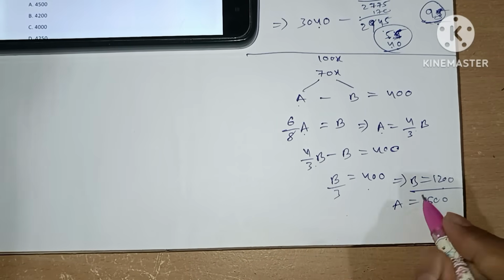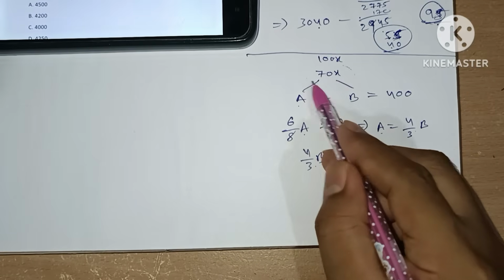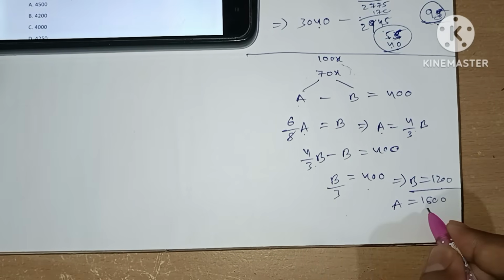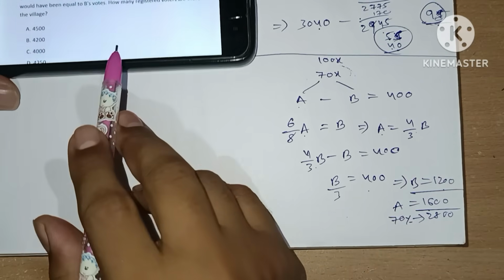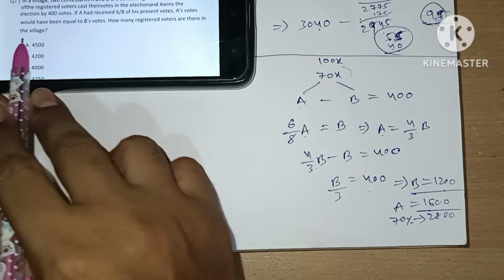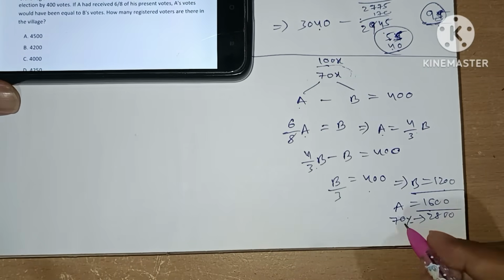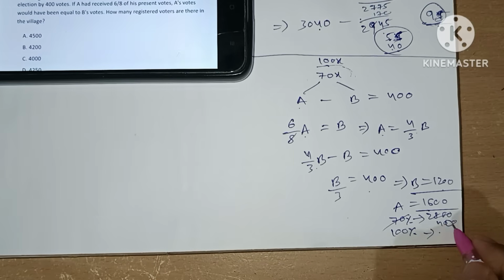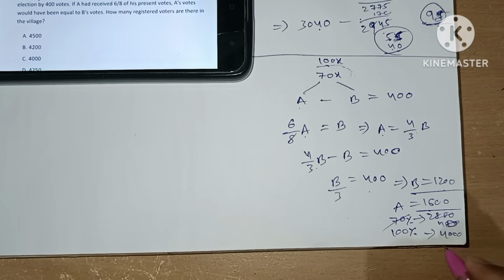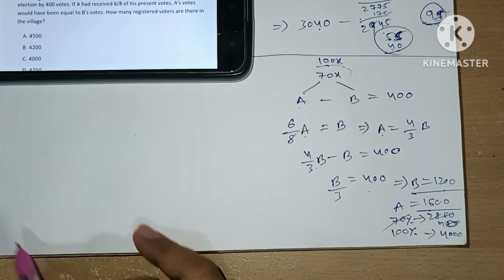So the total, which is 70%, is nothing but both these two. 2800 is 70%. The question asked is, how many registered voters are there in the village? Asked about the 100% value. 70% value is 2800 means 1% is 40, so 100% will be 4000. So the answer is 4000. Option C is our answer.